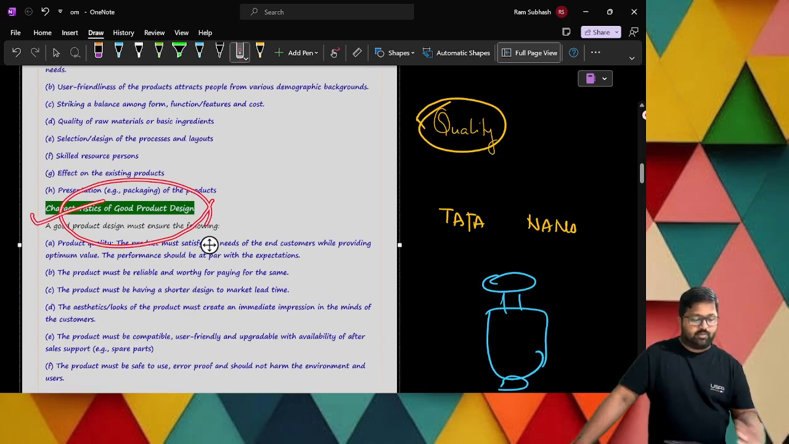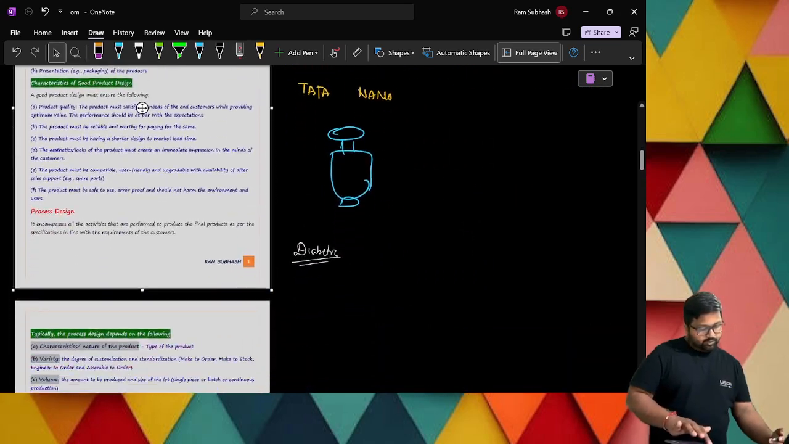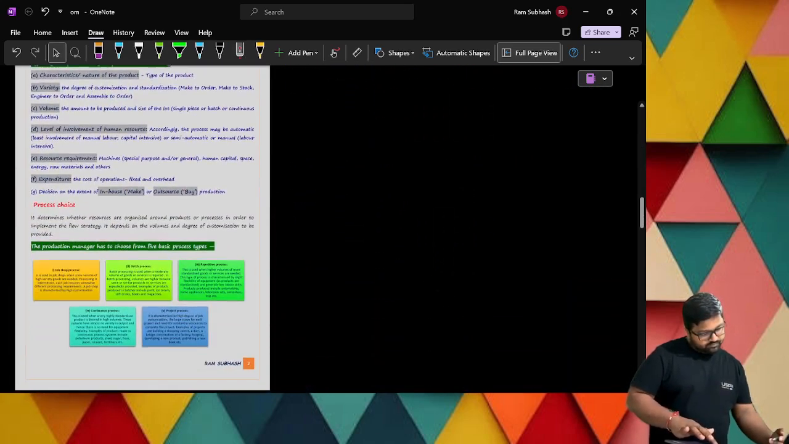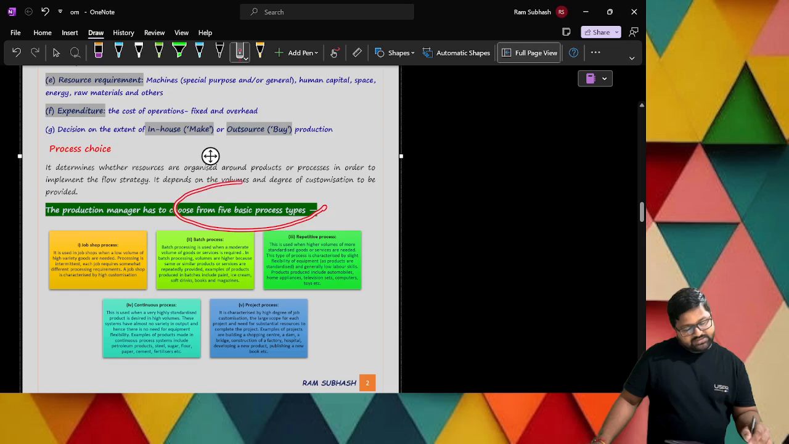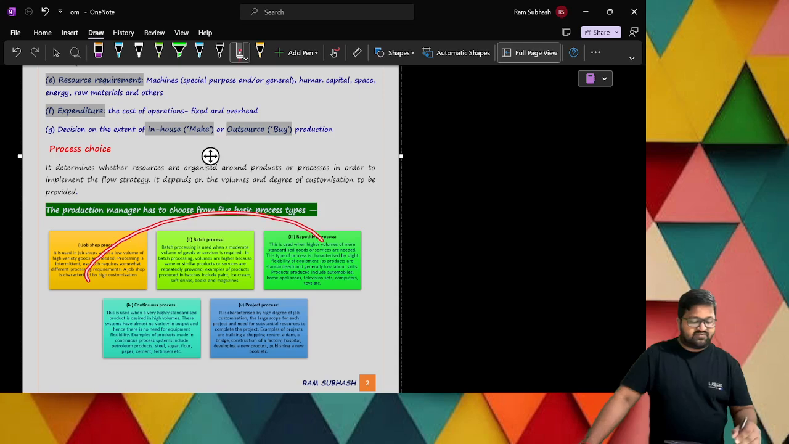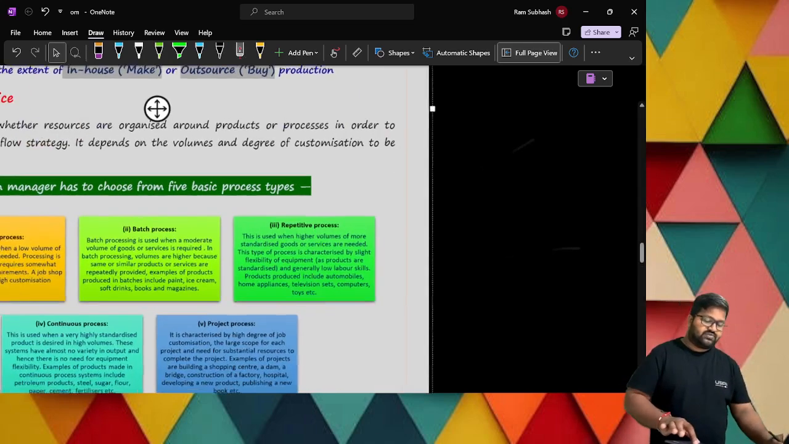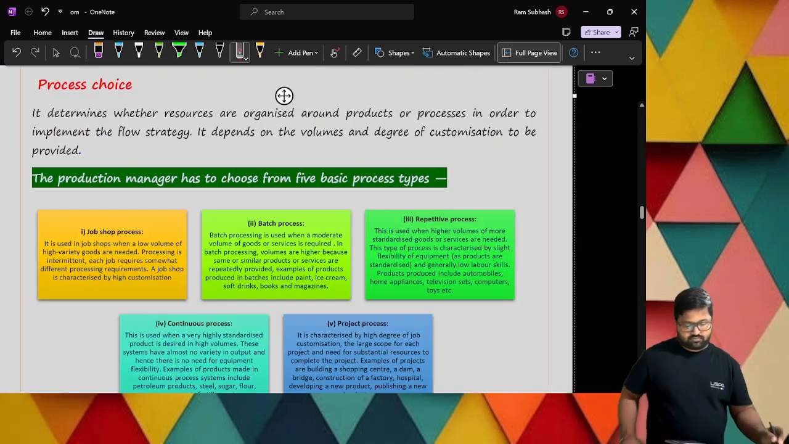This is the important part of the question. Now let us see further important parts. The production manager has to choose from 5 basic process types. In the company where we are producing our products, he has to choose one of these 5 processes. The first process we have is the job shop process.